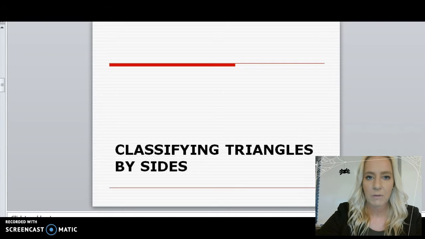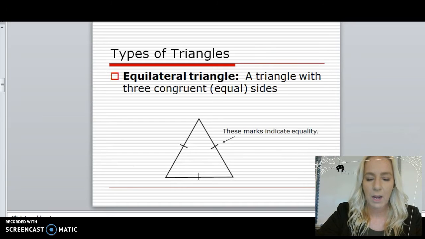So you're going to need your graphic organizer out. We're going to fill it out as we go through the PowerPoint. So the first type of triangle that we're going to discuss is an equilateral triangle. An equilateral triangle is a triangle with three congruent, which is a fancy word for saying equal sides.